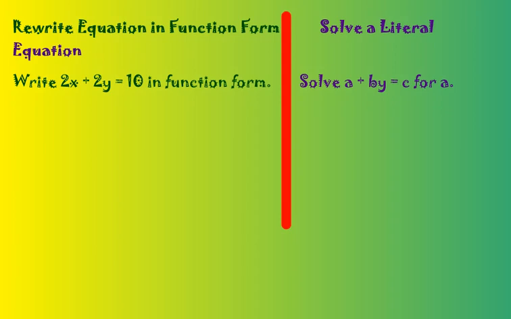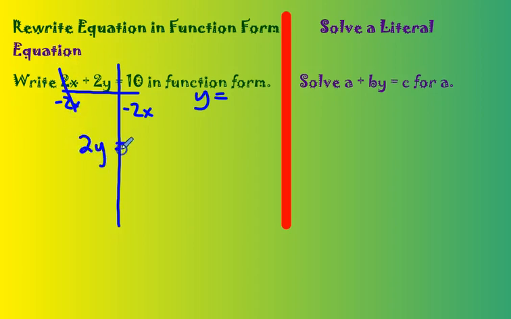So here we go. We have two examples on the screen. We want to write 2x plus 2y equals 10 in function form. And what that means is we want it to be y equals. So what we want to do is get the y term all by itself, which means we need to get rid of the 2x. How do we get rid of that 2x? Well, it's positive, so we're going to subtract 2x from both sides. We're using our equation skills to do this. And the 2x will go away.